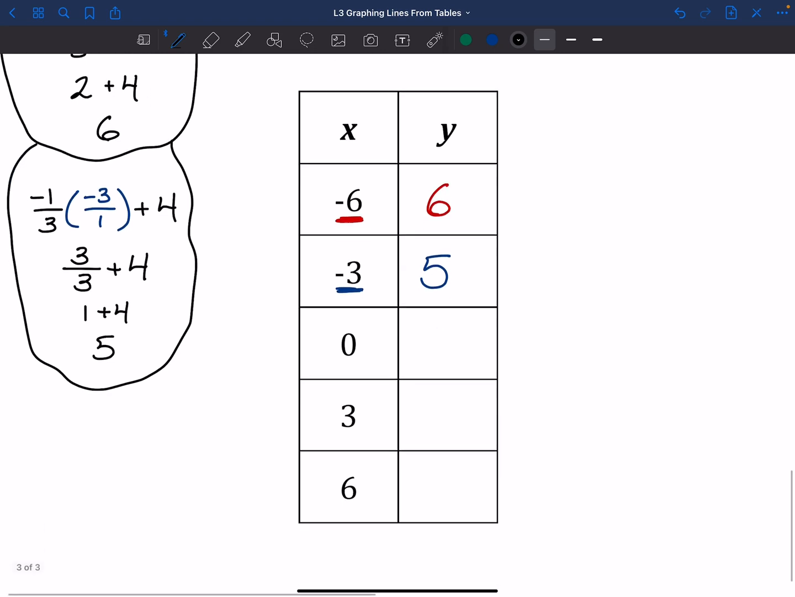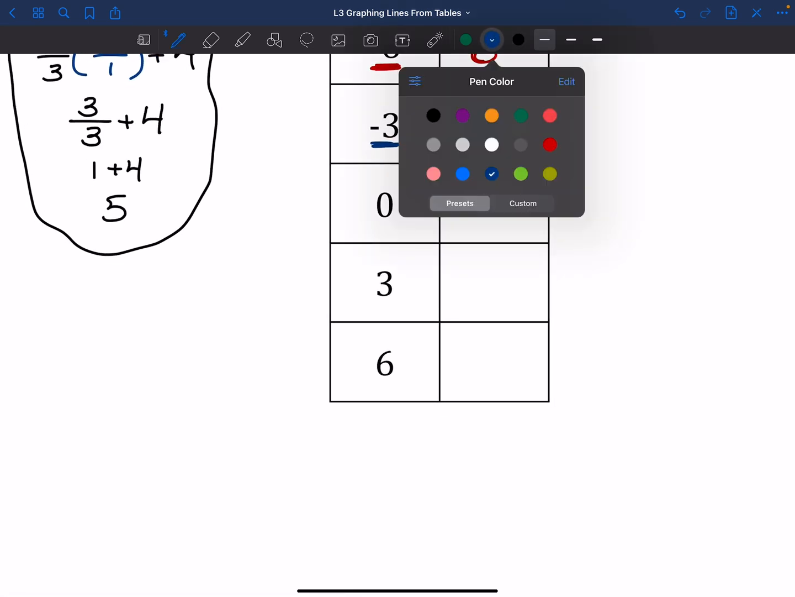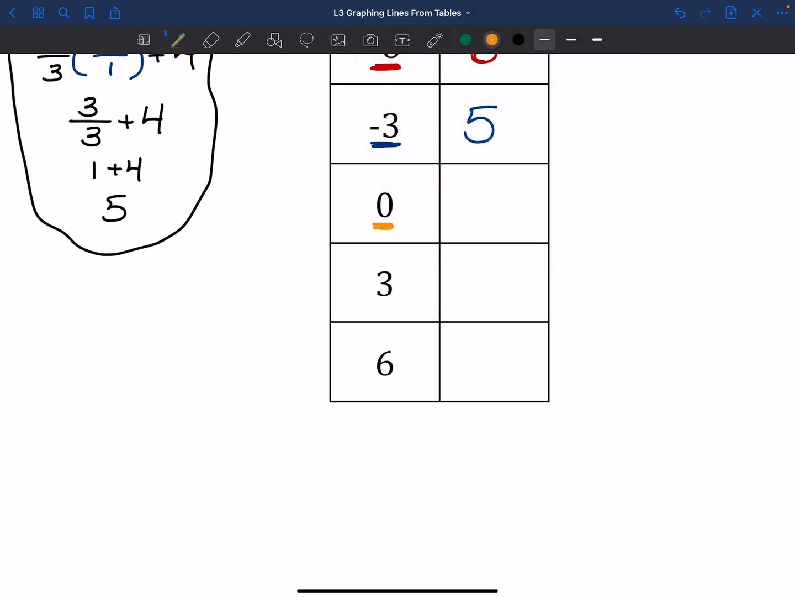Now we're plugging in 0. I know it's not on my screen anymore, but remember that we're plugging it into that same thing that's up at the top of this table. So that's going to be negative 1/3 times that x, which is now 0, and then plus 4. 0 is a nice, easy one to do, right? Negative 1/3 times 0 is just 0. Not too bad. 0 plus 4 is 4.